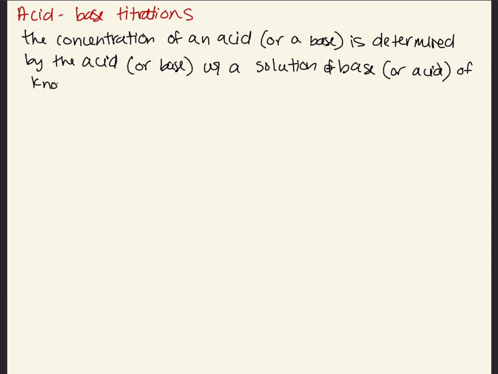So essentially what you're doing is you have an acid, you don't know the concentration, so you get a base and you know the concentration of it and you titrate it. And you add a small amount of the base until you get to what is known as the equivalence point. Now, the equivalence point is where the reaction is complete.